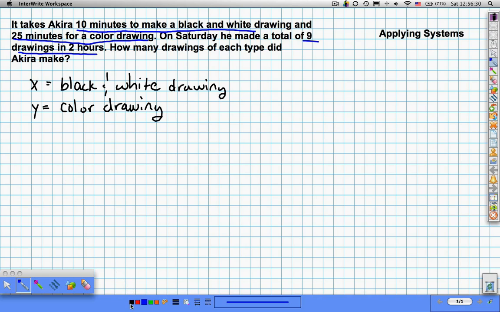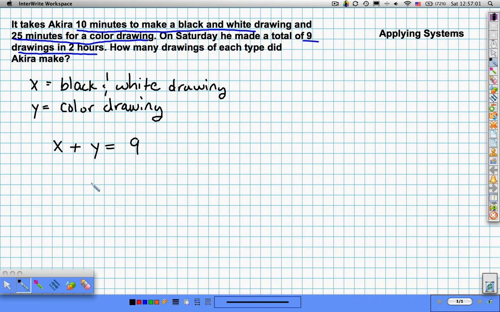So let's look at our first possible system. On Saturday, he did a total of 9 drawings. So that means his number of black and white drawings plus the number of his color drawings needed to equal 9. So our first equation can just be x plus y equal to 9. This represents the number of black and white drawings he did plus the number of color drawings he did needed to equal 9 drawings total.